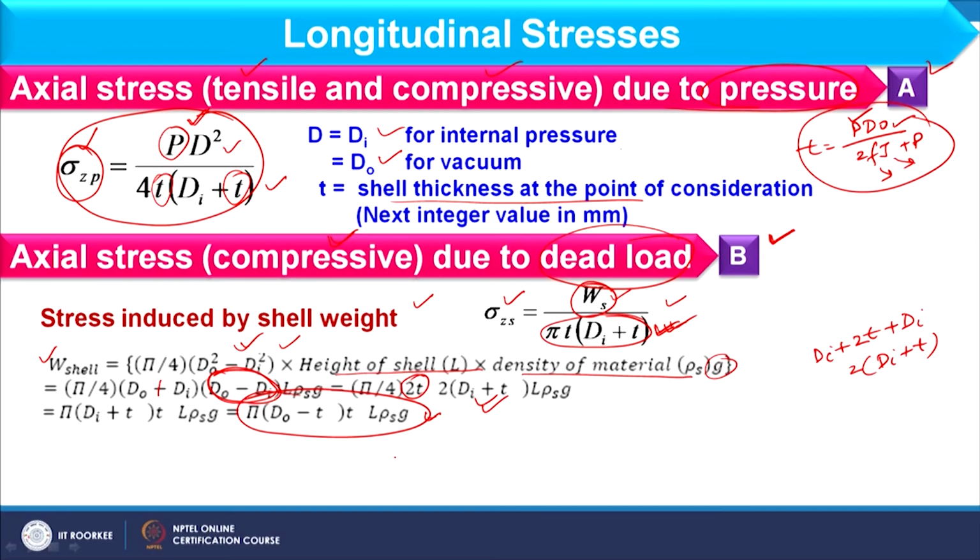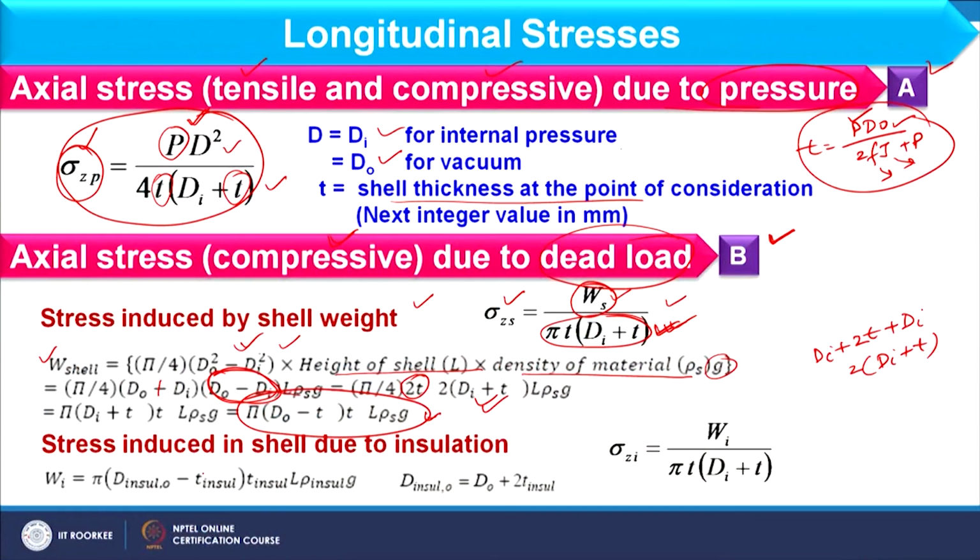Okay. So, that is the weight of shell, and similarly we can consider weight of the insulation also, the same expression, but instead of outer diameter of the shell we can consider outer diameter with insulation, and T insulation should be considered over here, right. So, that you can consider. So, total stress generated due to this is Wi by pi T di plus T, right.